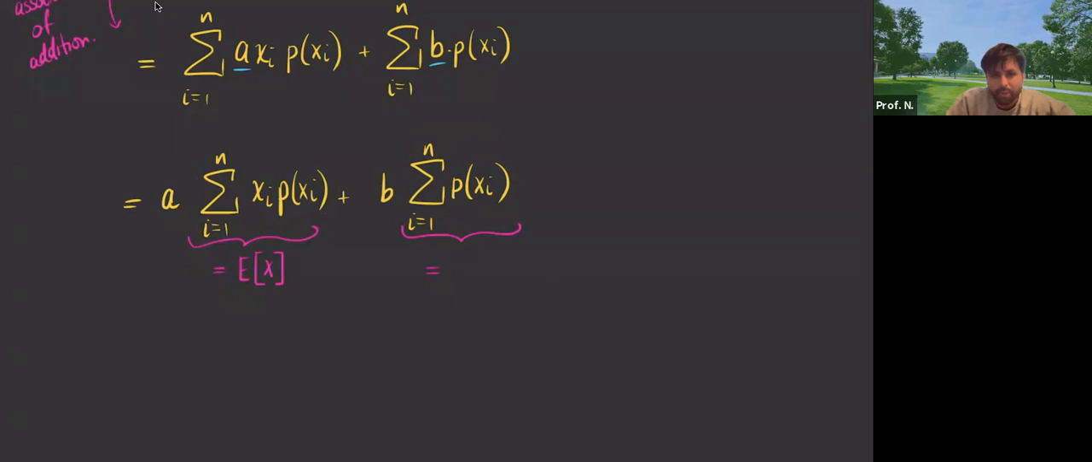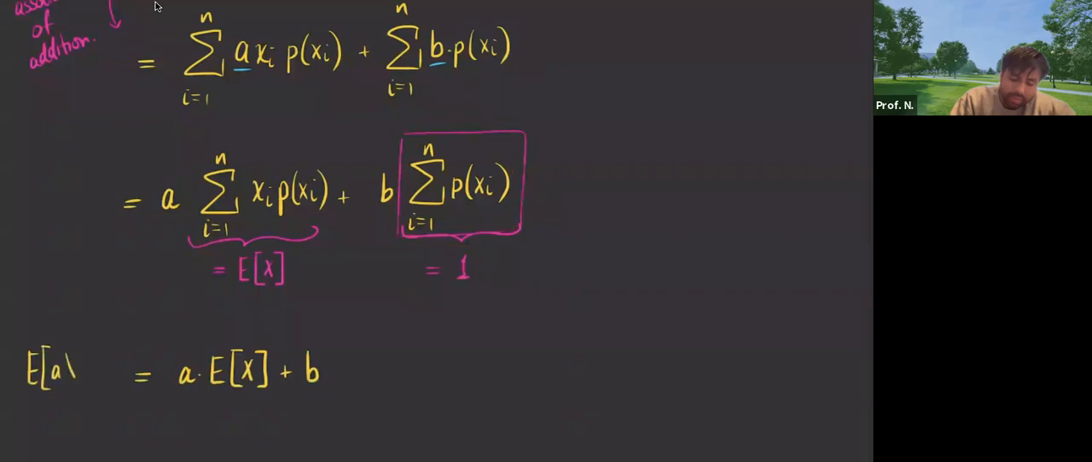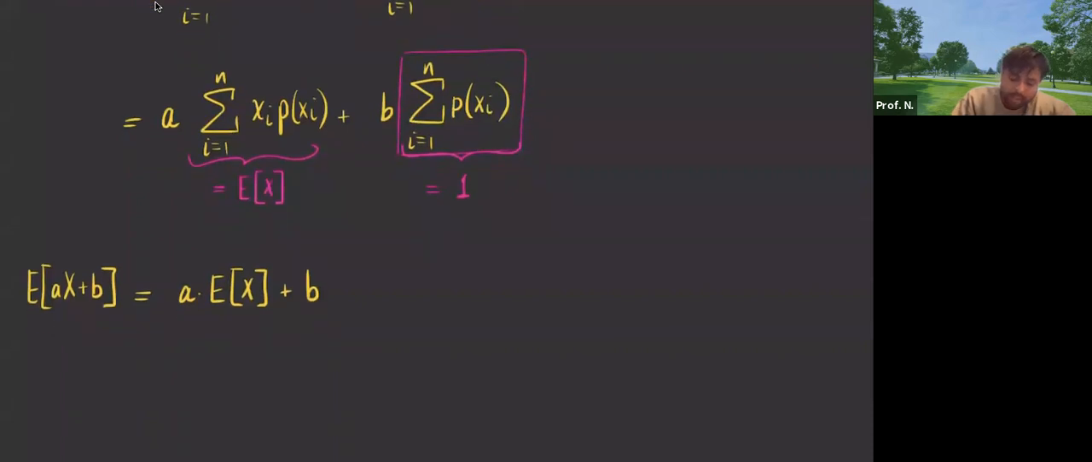Because this is a random variable, the assumption is that when we add up all the probabilities, it's always going to equal 1. Right? The PMF, when you add them all up, it equals 1. That's the assumption that's made. So what's the result? It's a multiplied by E of x plus b. So what did we show? We showed that expected value is something called linear. Expected value is linear.